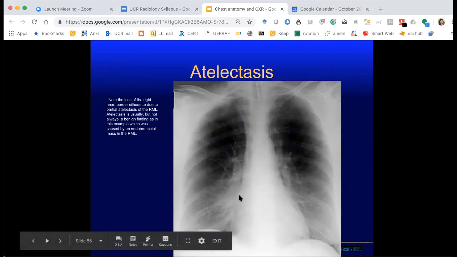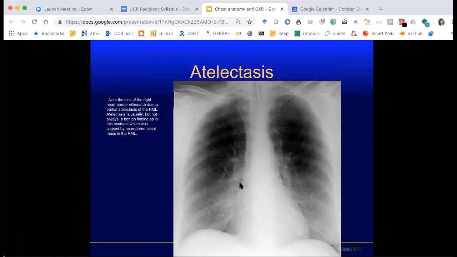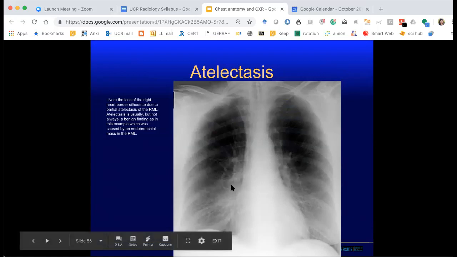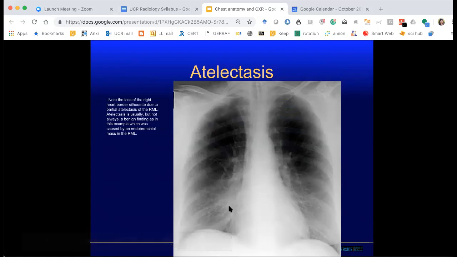So given these findings, what are you going to think about? Right middle lobe pneumonia. Yeah, so there's something involving the right middle lobe because the right heart border is gone, right? So you're going to think either pneumonia or atelectasis. And how do you differentiate pneumonia from atelectasis? Because they're completely different processes that require different treatment.